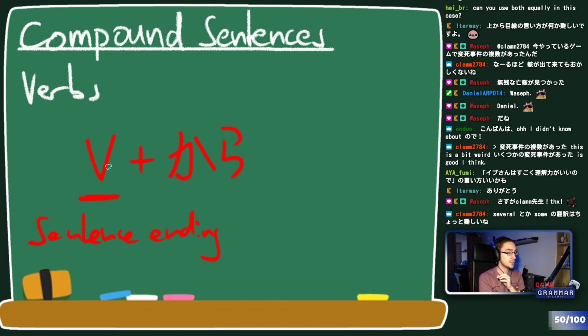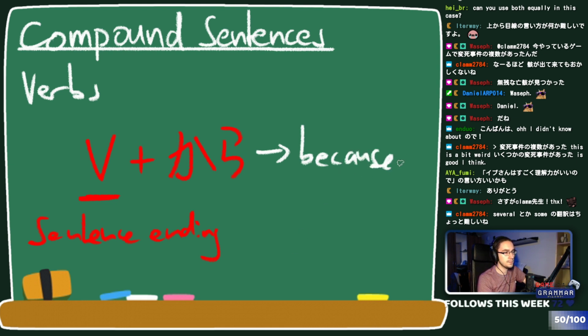So when you have this construction verb plus kara, for it to mean because, for it to be a causal clause, like a clause indicating causality, we rely on it being a sentence-ending verb. Again, it's not too complicated. Just think about, could I have this verb in that form as it is at the end of a sentence? And if the answer is yes, then it probably means because. If the answer is no, it probably means something else. And we will talk about that.